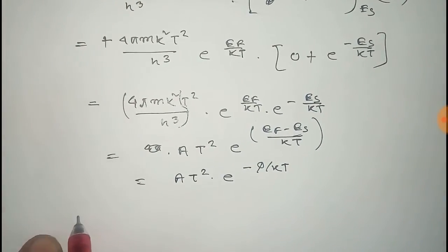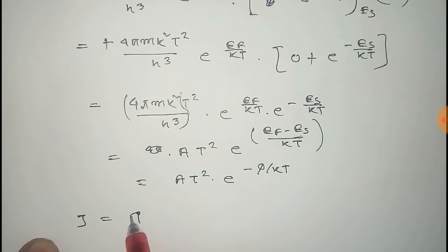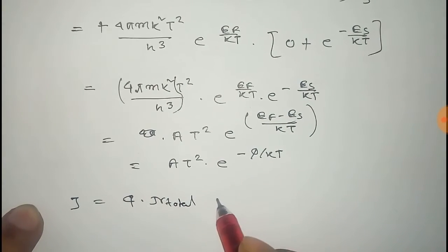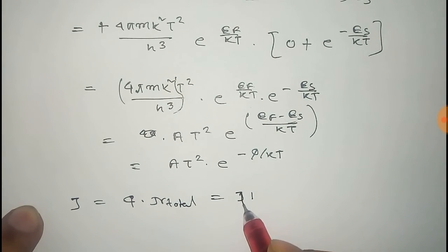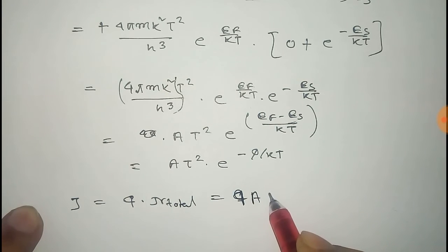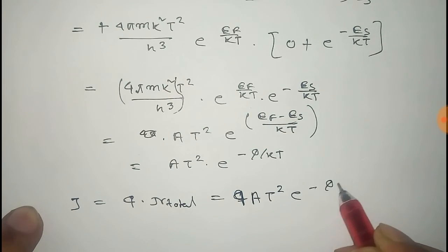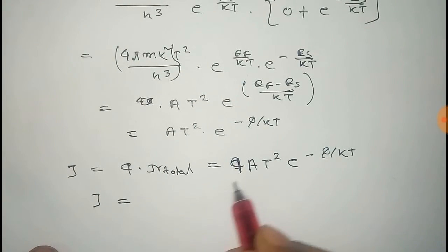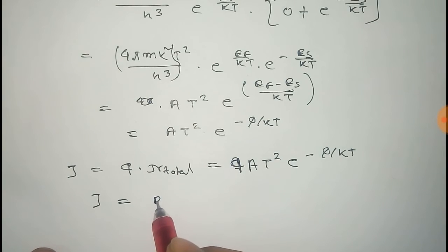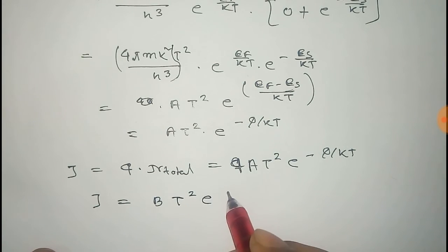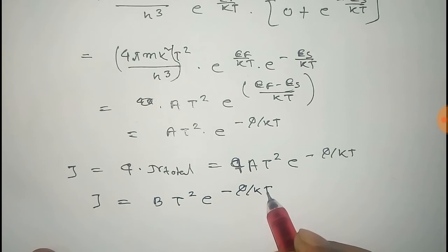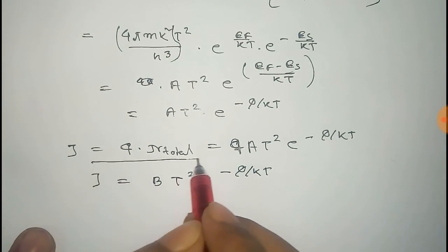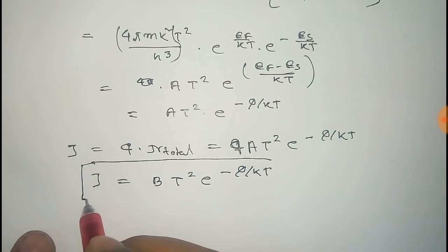Now the current density J is equal to the charge into the total number of electrons. Charge is q, so this is multiplied by q, that is q into A T square e to the power minus phi by kT, and we take this q into A term as a new constant B. Thus we get the required Richardson-Dushman equation, that is J equals B T square e to the power minus phi by kT.